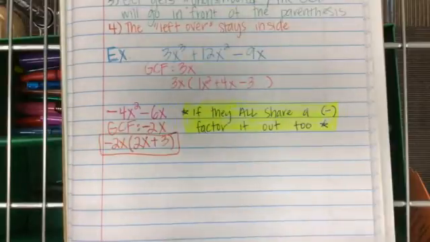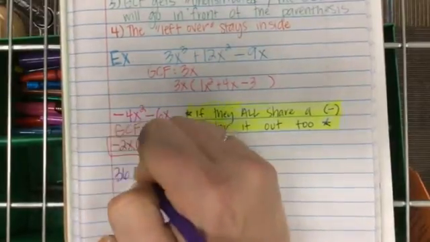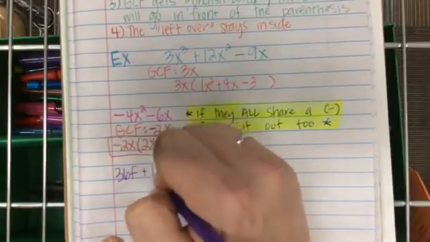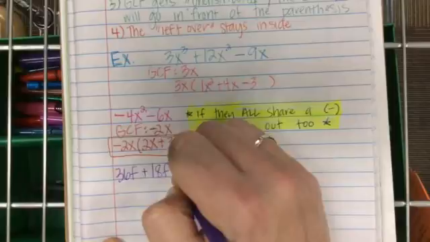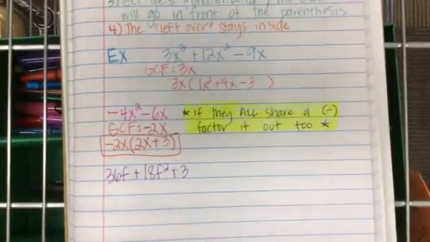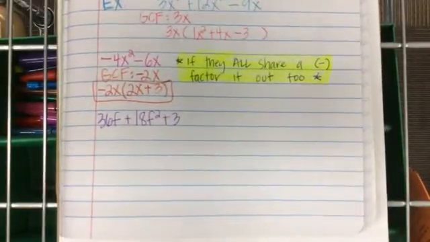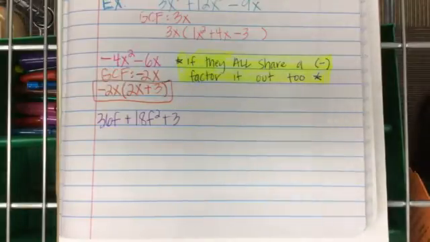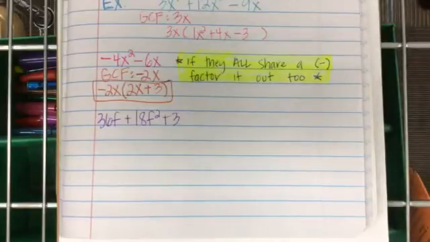Let's try another one. 36f plus 18f squared plus 3. Look at your factor squares. What do 36f, 18f squared, and positive 3 all share?